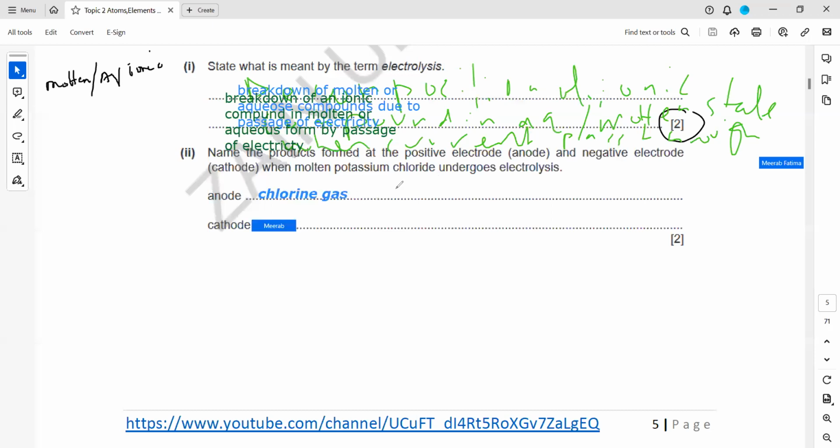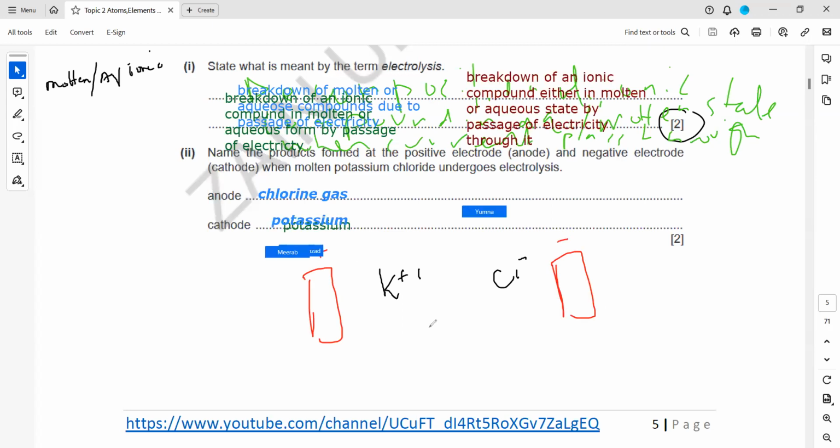If we are doing the electrolysis of molten potassium chloride, we have a potassium ion and we have a chloride ion. The potassium ions are positive and the chloride ions are negative. So the potassium ion will move towards the cathode. And the equation will be: the potassium ion will take an electron and form potassium metal.